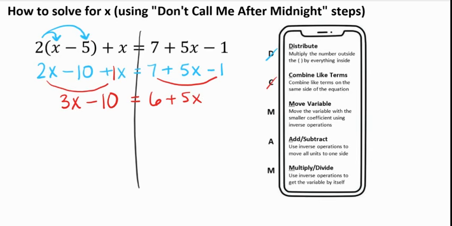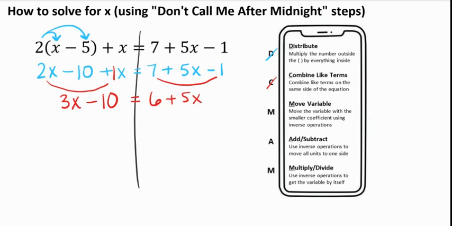Okay, so that's done. Next one is move the variable with a smaller coefficient using inverse operations. So remember, coefficient just means the number in front of the variable. So I have a coefficient right here. That one is 3. And the coefficient right here is 5 because it's the number in front of the variable. So if I'm looking at which one is smaller, 3 is smaller than 5. So that's the one I want to move to the other side.